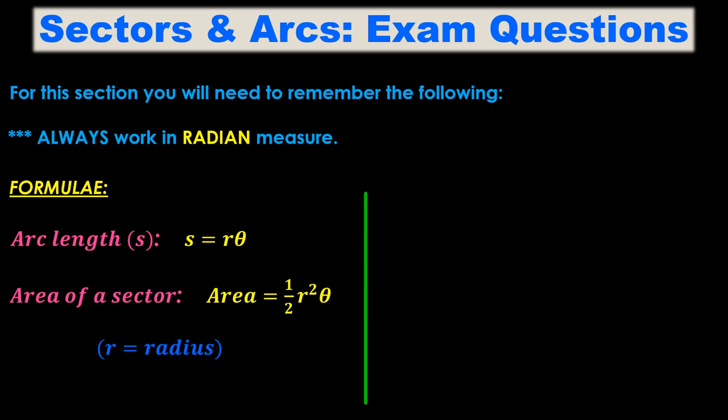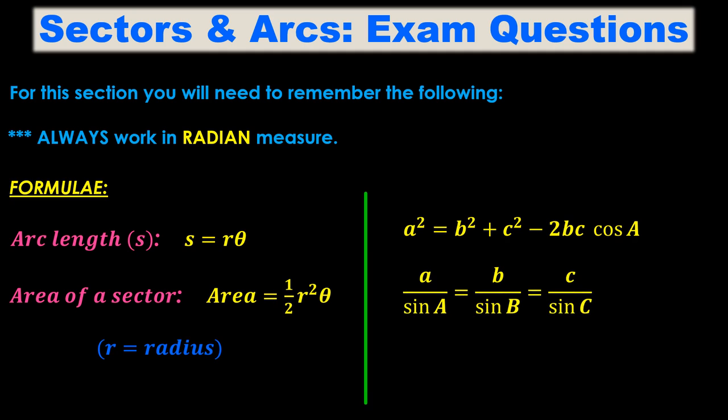And the other three things that you will need to remember come out of your core math syllabus, and that is the cos rule, the sine rule, and the area rule. So just be aware of those as well, but they also do appear on your formula sheet. So let's just have a look at a few examples.